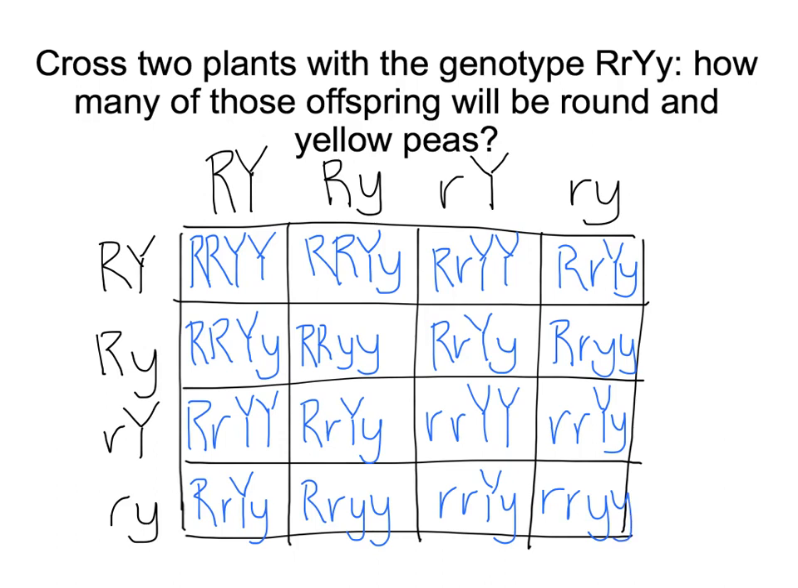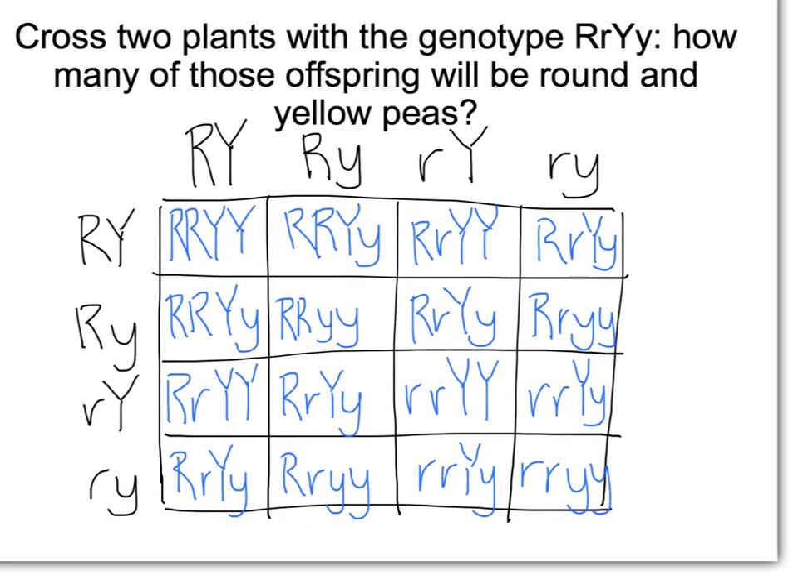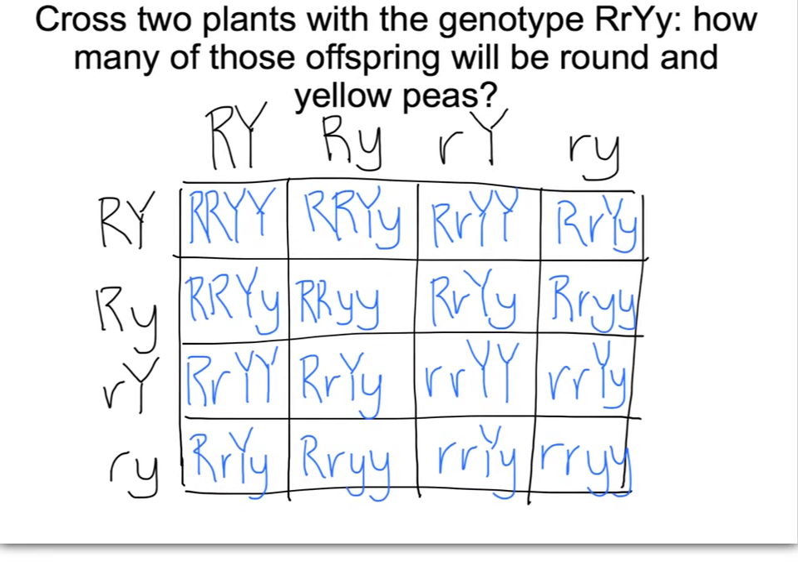So now what we have are 4 different phenotypes that are possible. So our first possibility is round and yellow. All right, and let's take a look and count how many round and yellow we have. So the first thing is we know that this is round because it has that dominant allele, and it's also yellow. So I'm going to circle that.